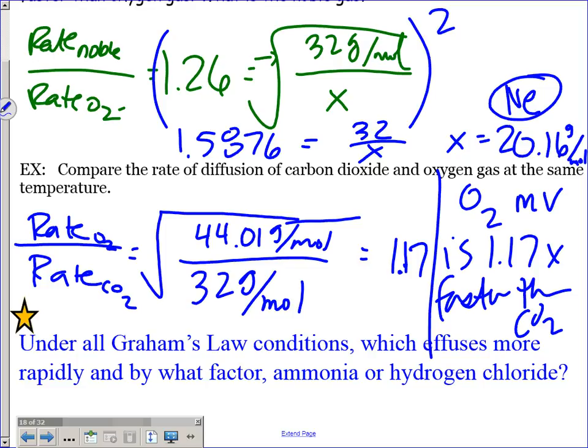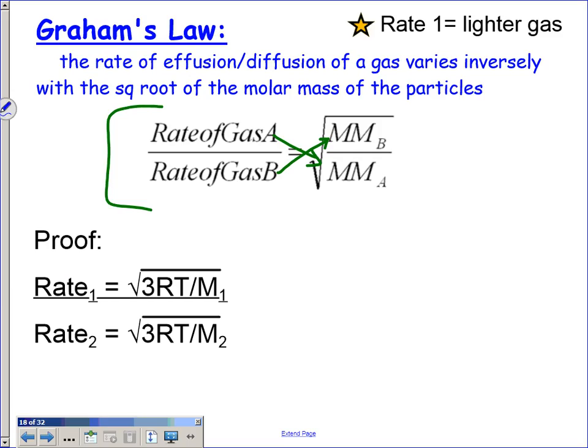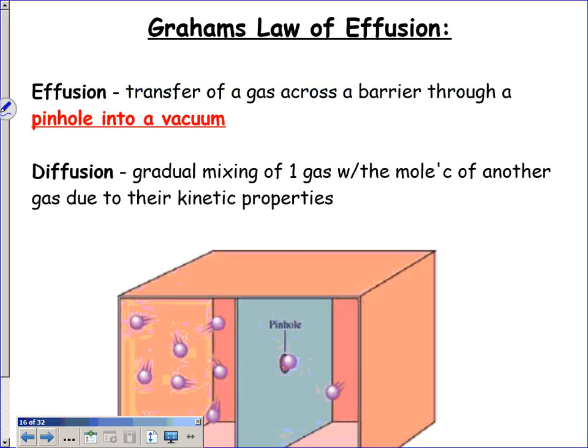Because it does say rate of diffusion. Rate of diffusion and rate of effusion are very similar. I quickly did skip that. Did you guys capture that? Rate of effusion versus rate of diffusion? Diffusion is kind of like just traveling in space, not really in a particular area. Effusion is taking place through a pinhole, like in a vacuum. But usually I use this example like with a balloon.